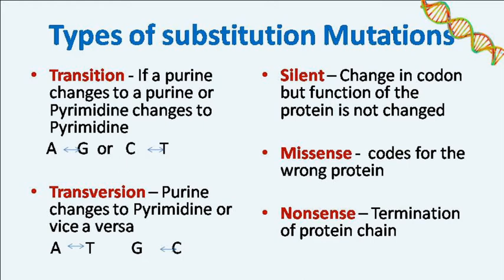Substitution mutation is also of three types: silent mutation, missense mutation, and nonsense mutation. Whenever there is a change in the codon but no change in the protein, that type of mutation is called a silent mutation. If there is a change in the codon and it codes for a wrong amino acid, that is called a missense mutation. And whenever a change in the codon terminates the protein chain, so that further protein synthesis stops, it is called a nonsense type of substitution mutation.